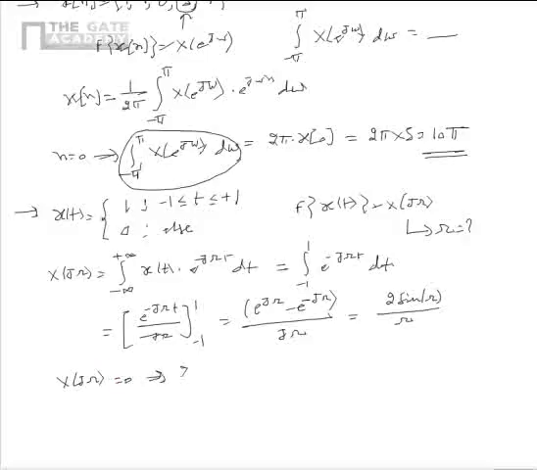It is given that X of j omega is 0. That implies 2 sine omega divided by omega is equal to 0. That implies omega is equal to k times pi, where k belongs to Z. From this we see that for integer multiples of pi, X of j omega is 0.